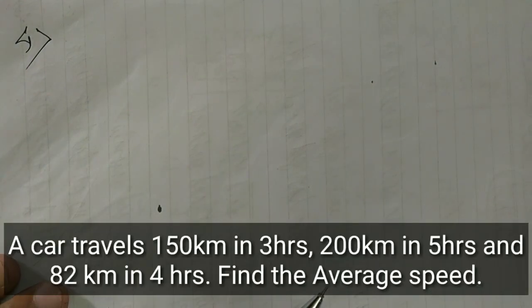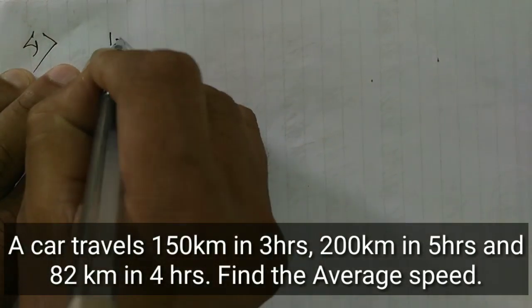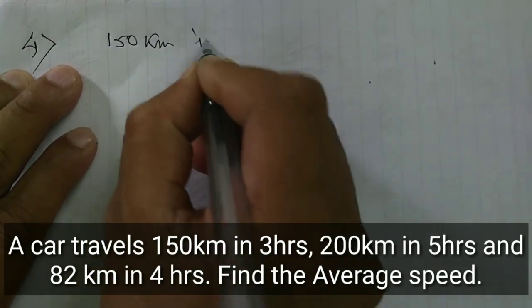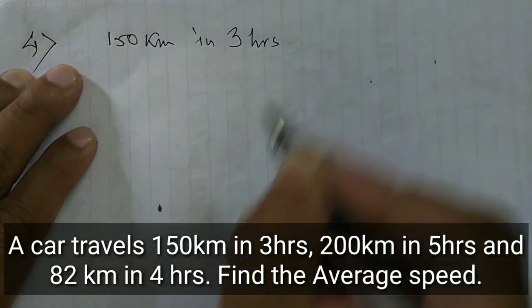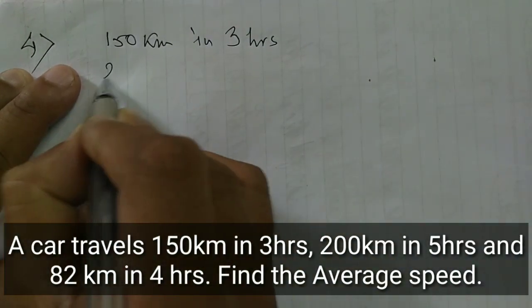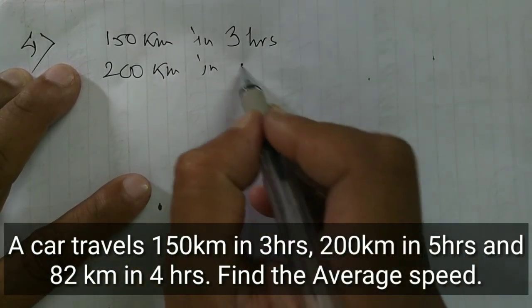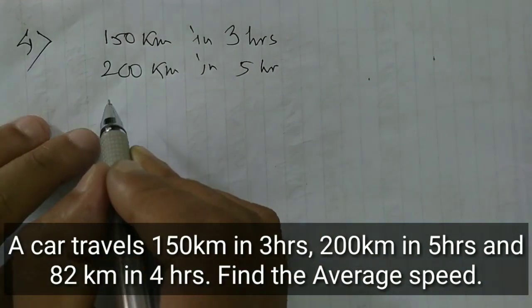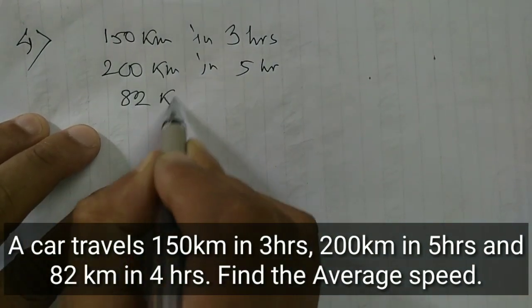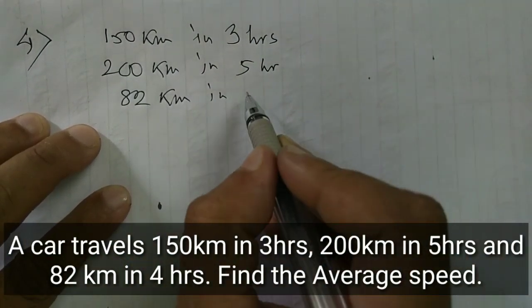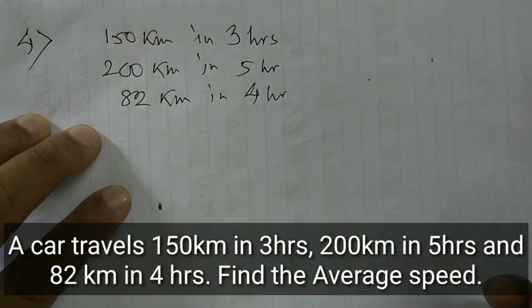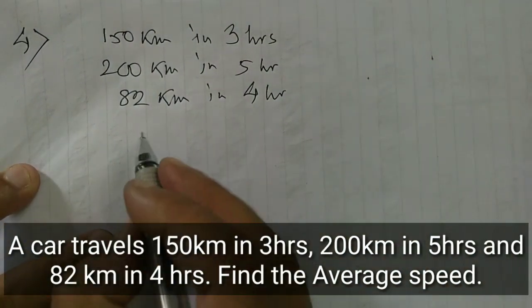Question number 4 is on your screen. A car travels 150 km in 3 hours, then 200 km in 5 hours, then 82 km in 4 hours. So what is the average speed?